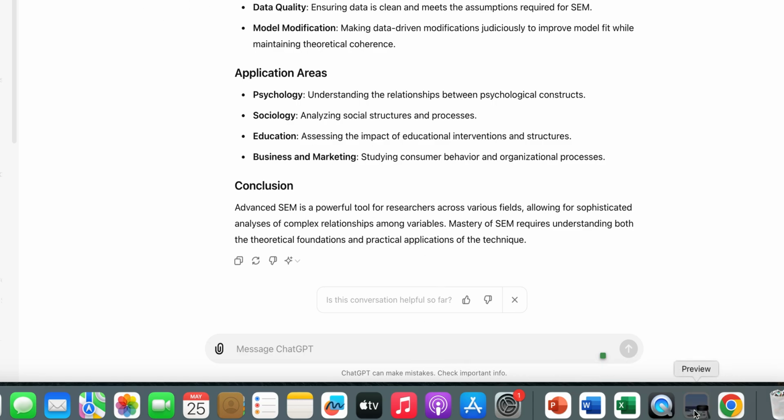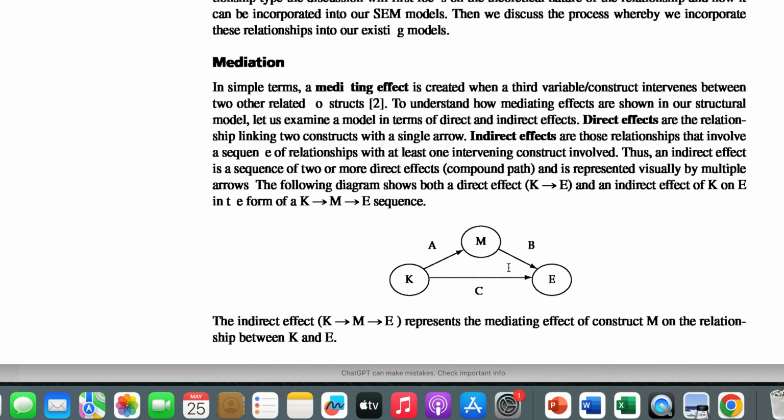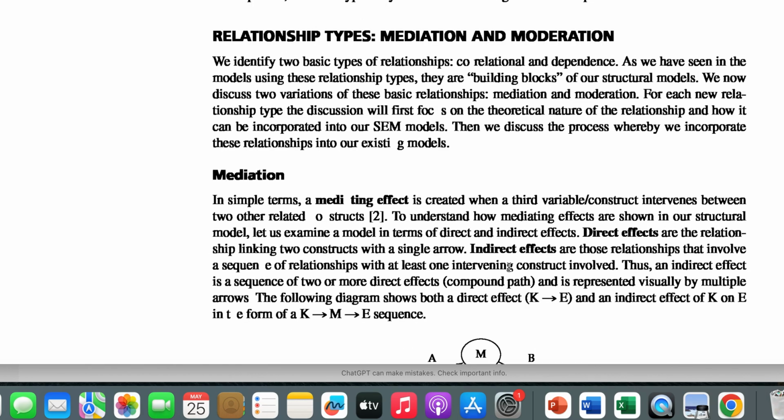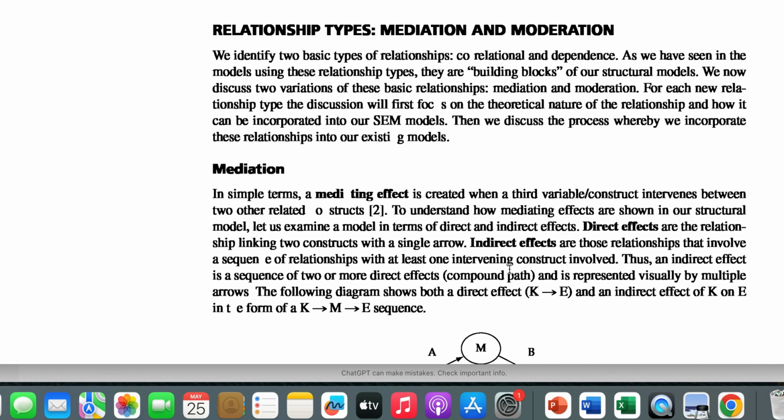Let's talk about relationship types, mediation and moderation. We identified two basic types of relationships, correlational and dependent. As we have seen in the model, using these relationship types, they are the building blocks of our structural model. We now discuss two variations of these basic relationships, mediation and moderation.